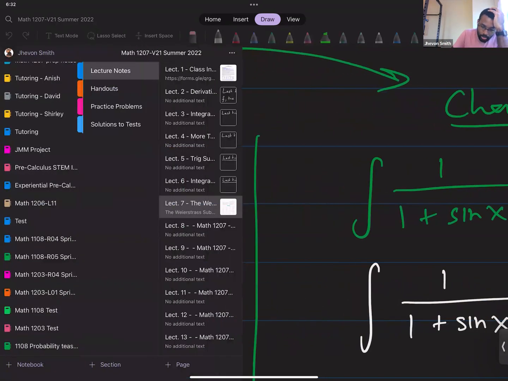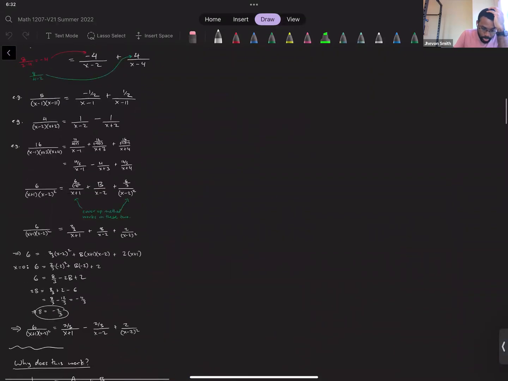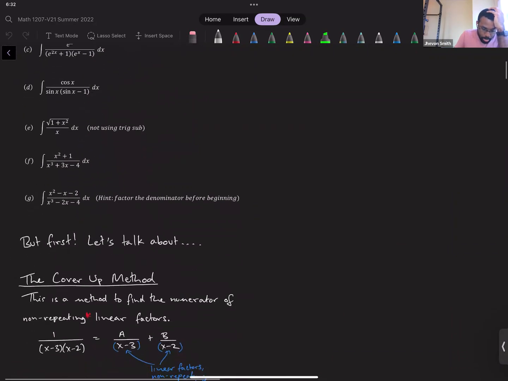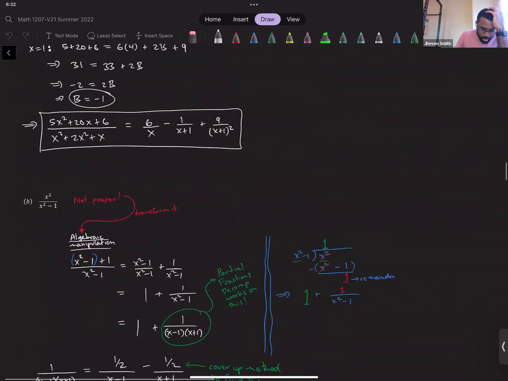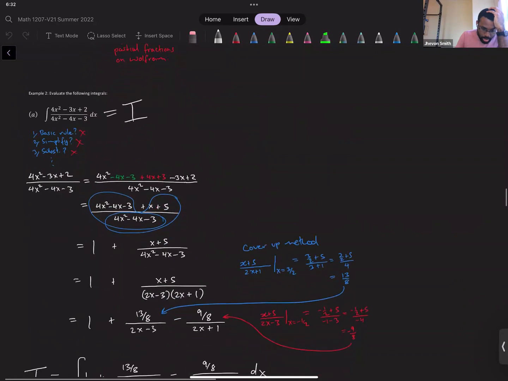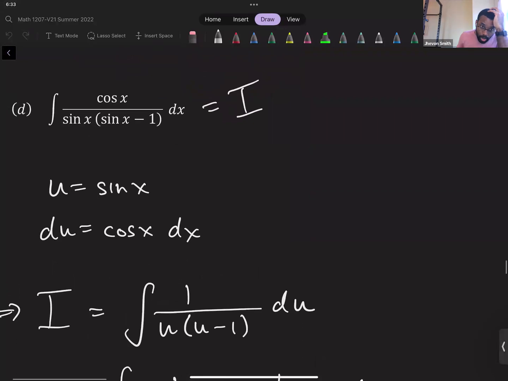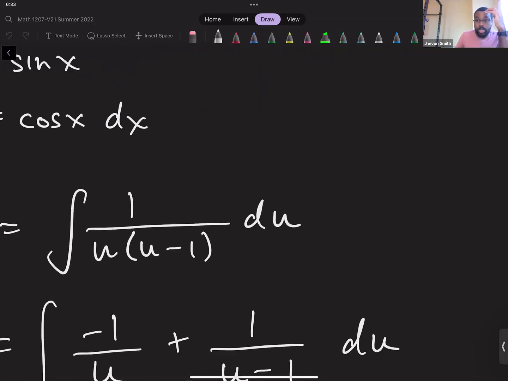So there was an example yesterday that we did with some trig functions in it. But notice that before we could apply partial fractions, we actually had to get rid of the trig functions. Yeah, example D. We started out with trig functions, but we did a substitution and transformed it into a rational function. So partial fractions only works when you have rational functions, meaning ratio of polynomials.